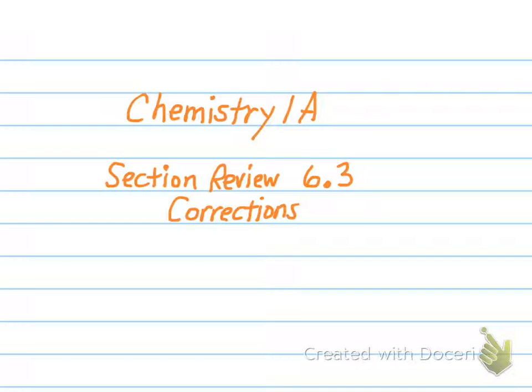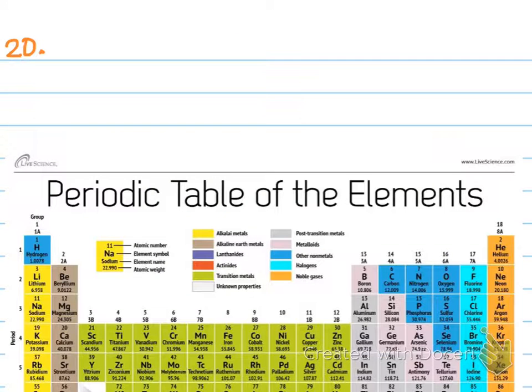Here are some corrections for your section 6.3 homework, which was on page 148 in your textbook. Question 20 said, how can the periodic table be used to determine the charge of an ion? Use a specific example to explain.